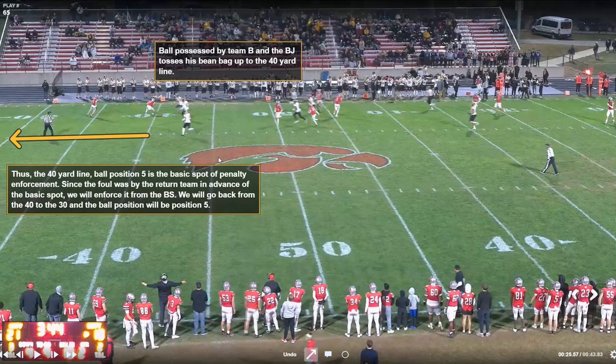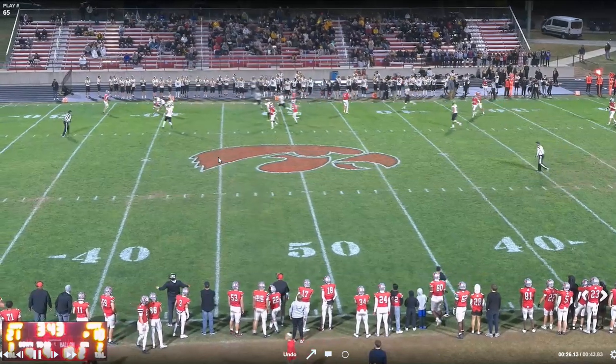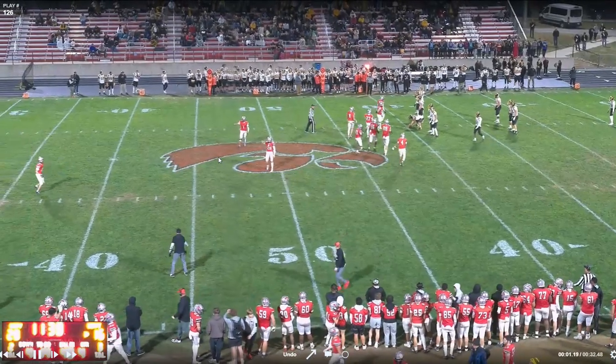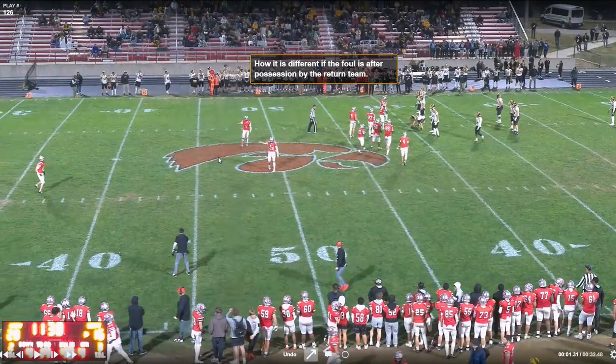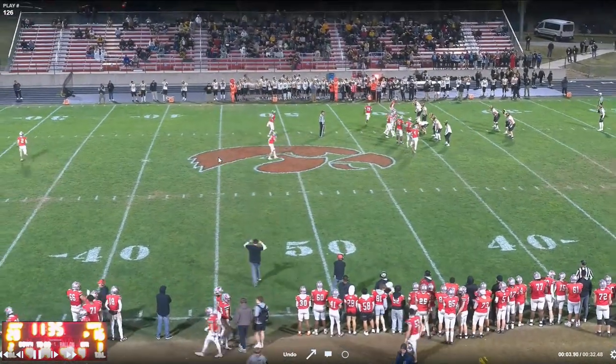And always after a kick play, we have a dead clock. So we would have first and 10 from the 30-yard line, and the clock would start on the snap. Okay, now we're going to change this play a little bit. So now we have the foul after team possession.